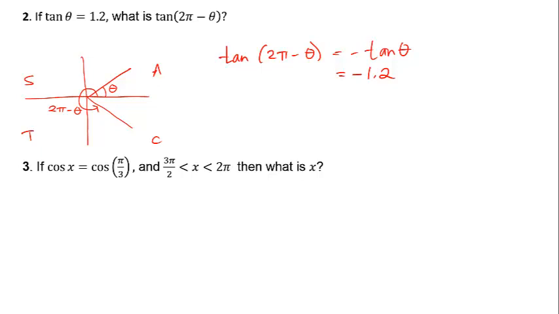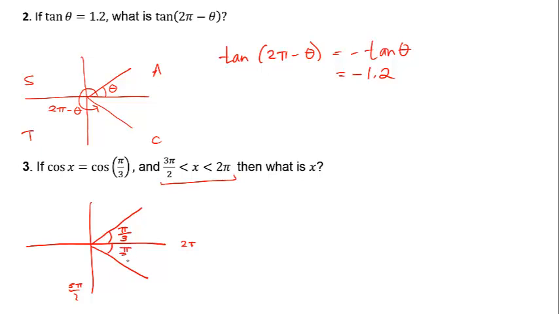And the last question: if cos x is equal to cos(π/3), and x is between 3π/2 and 2π, then what is x? Let's take a look at what we're given and what this question is actually asking. We're told that cos x is equal to cos(π/3). The angle π/3 is an acute angle, so it's going to be in this first quadrant. Now the x that we're looking for is between 3π/2 and 2π. You should recognize that 3π/2 is 270 degrees and 2π is 360 degrees, so that angle is going to fall in this quadrant here. This angle here would be π/3.